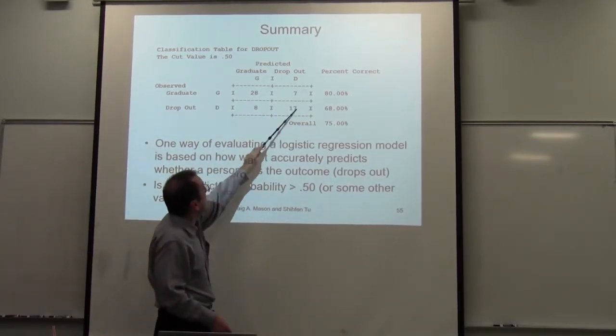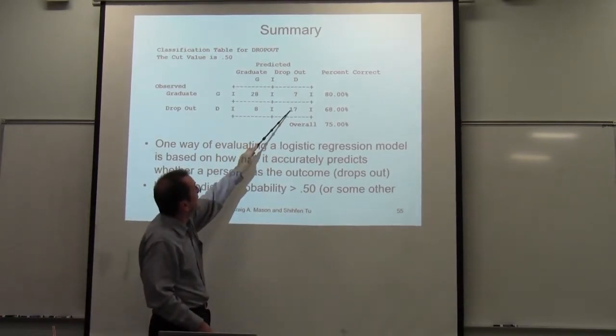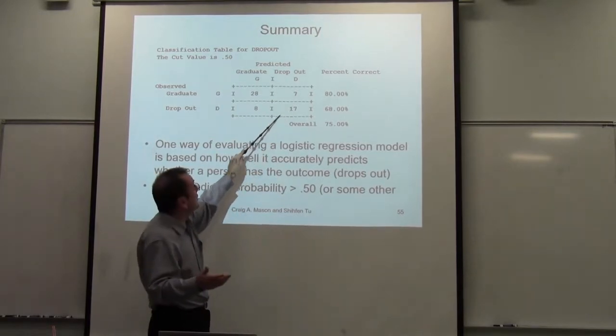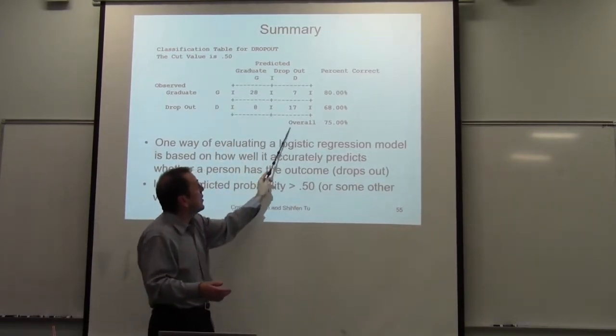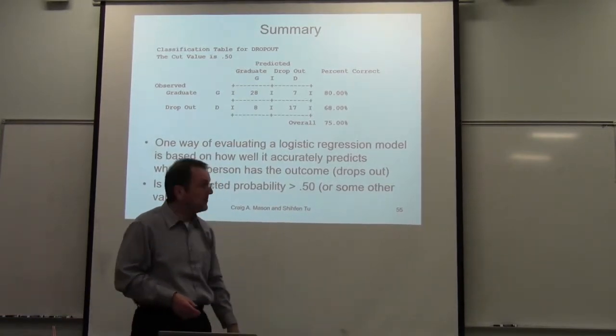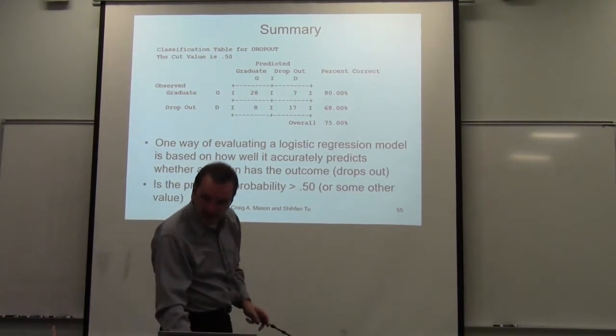So overall the model is right for 28 kids here and 17 kids here, which is 45 kids out of a total of 60 kids, or overall the model is right 75% of the time. Is that good? Is that bad? Well, it kind of depends.